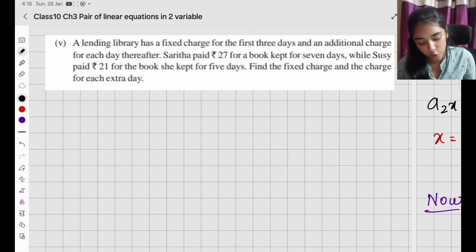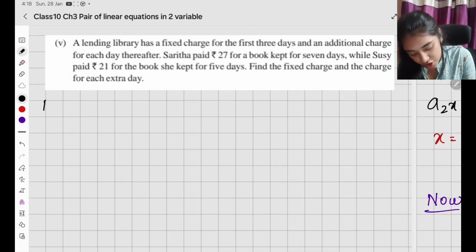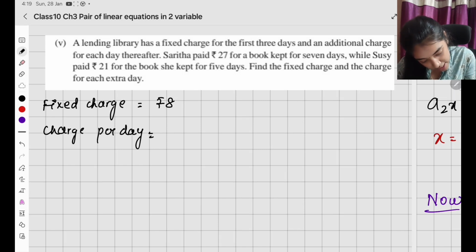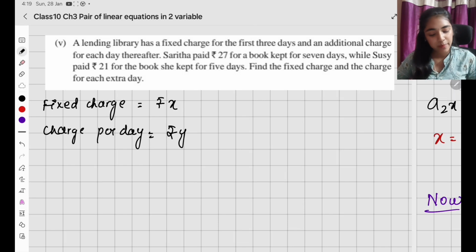Okay, இப்போ நம்ம என்ன பண்ண போறோம்? We have the fixed charge. Fixed charge is going to be rupees x. Charge per day. Charge per day after 3 days is going to be rupees y. Okay, so this is going to be rupees x. இப்போ என்ன சொல்றா?